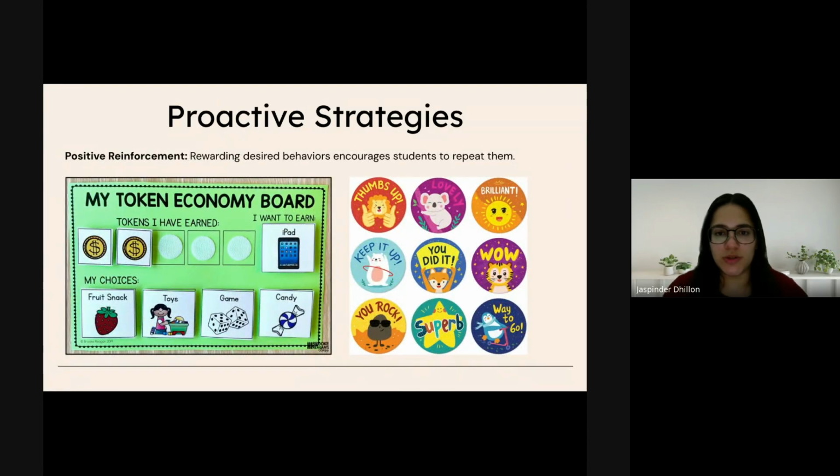Another one, the most important strategy for me, I think, is positive reinforcement, because rewarding desired behavior really encourages students to repeat them. For example, if you were to praise a student for raising their hand, this would cause them to repeat this behavior in the future, instead of shouting out.